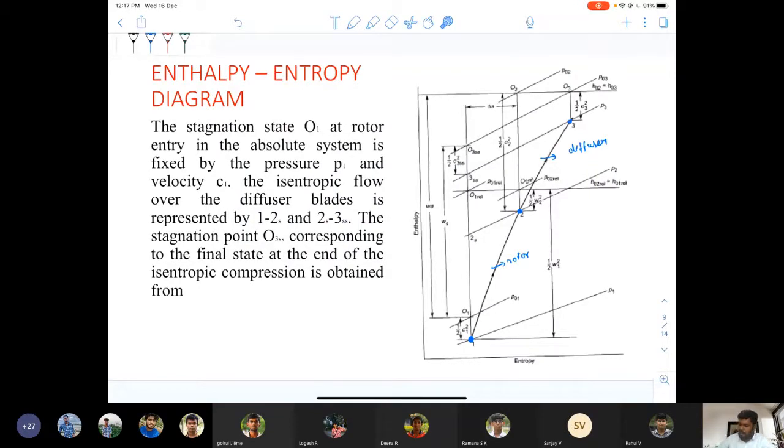Now we can see the enthalpy entropy diagram for the axial flow compressor. This is similar to what we have seen in the centrifugal compressor.